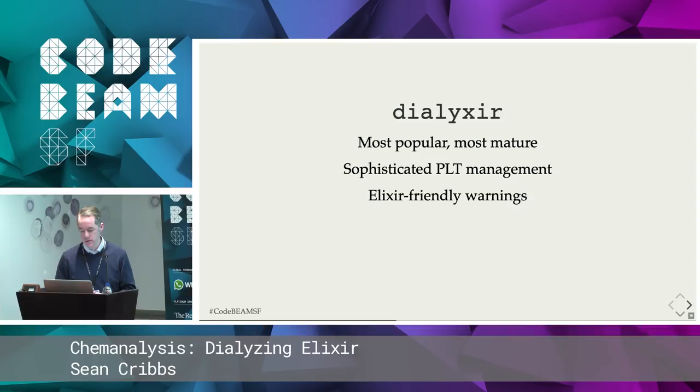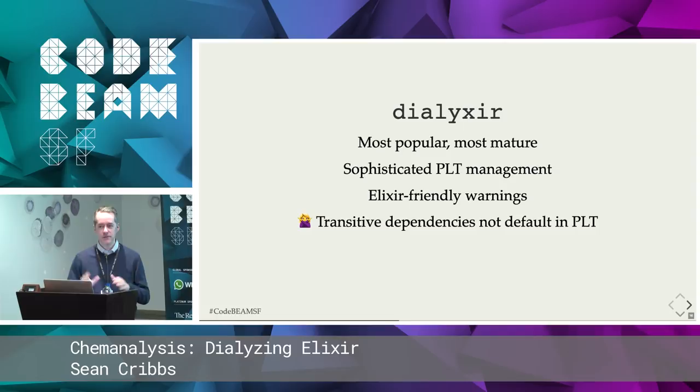Now, even with those advantages, there are a few things I dislike about it. Caveat, this is just my opinions. By default, transitive dependencies are not included in the PLT construction. I found this a little bit vexing when I first used it. The main reason why I feel like this is problematic is that it could cause certain warnings in your application not to be found because it doesn't have the type information for those dependencies that are being called.